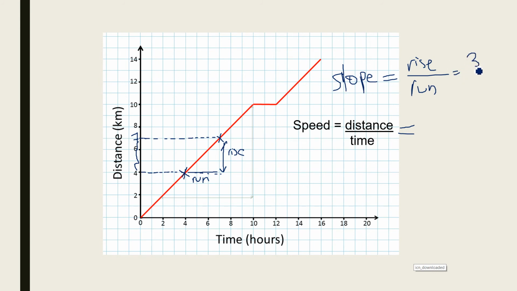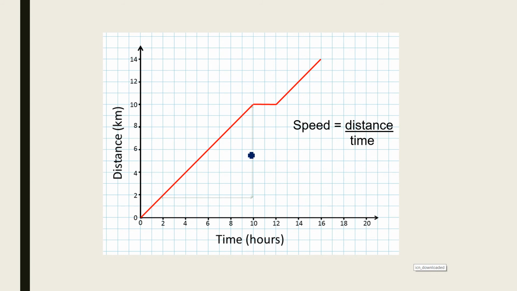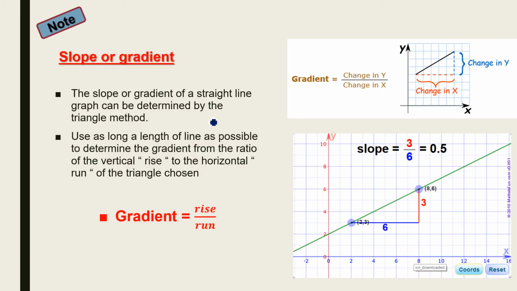Let's check the run. The run is also from 4 to 7, so 1, 2, 3, also 3. So the slope here is also 1 kilometer per hour. So I chose, girls, 2 different points, but I found the same answer. You can choose any 2 points and you will find the same answer, as long as you use the correct way of finding the slope.